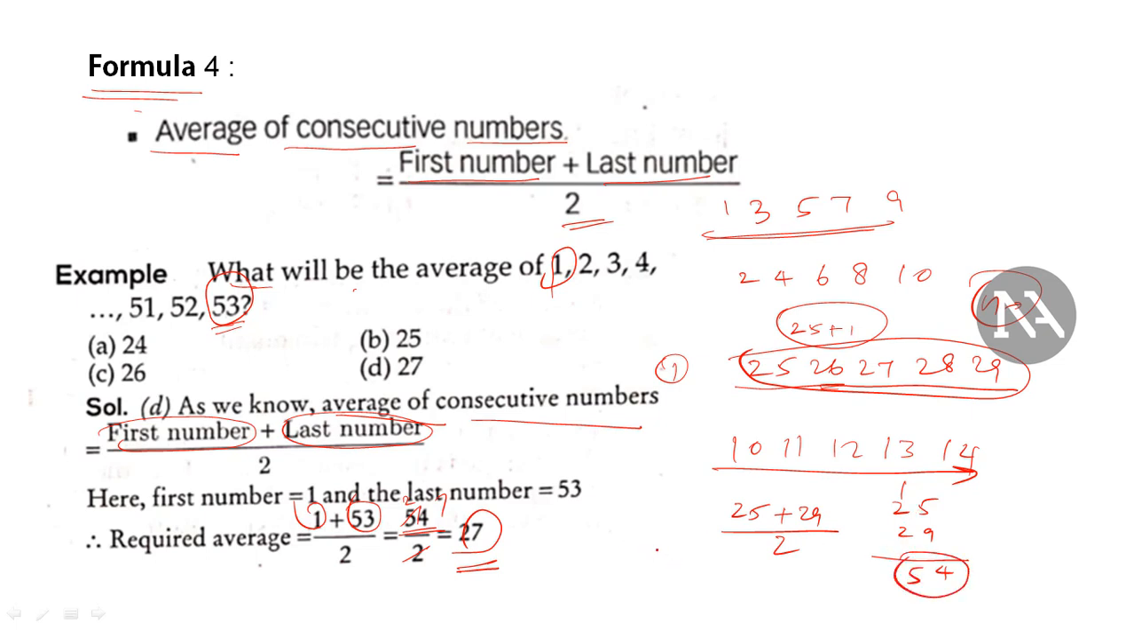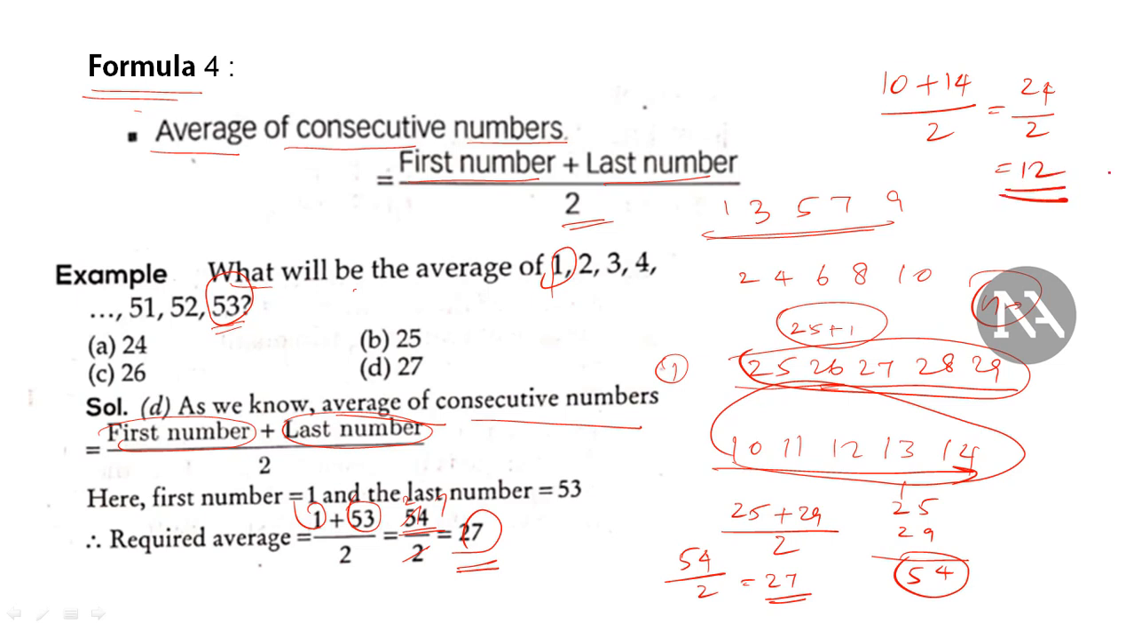So what is the formula? First number plus last number divided by 2. That means 54 divided by 2, that is 27. So if you take the average for these numbers, average is 27, right? Similarly, if you take the average for these numbers, first number is 10, last number is 14, divided by 2. So it is 24 divided by 2. The average is 12, right?